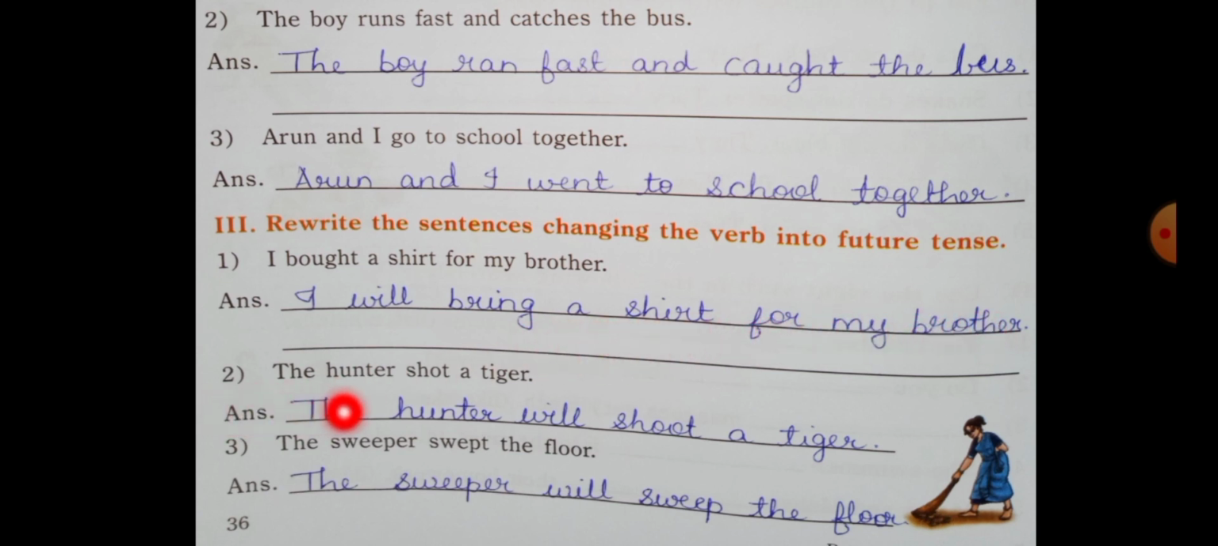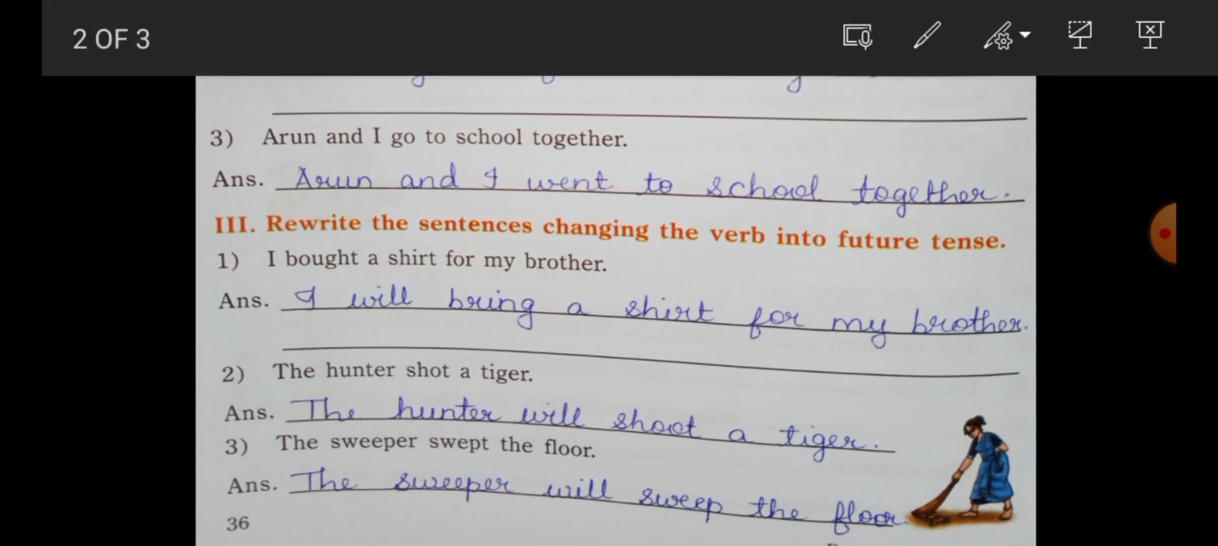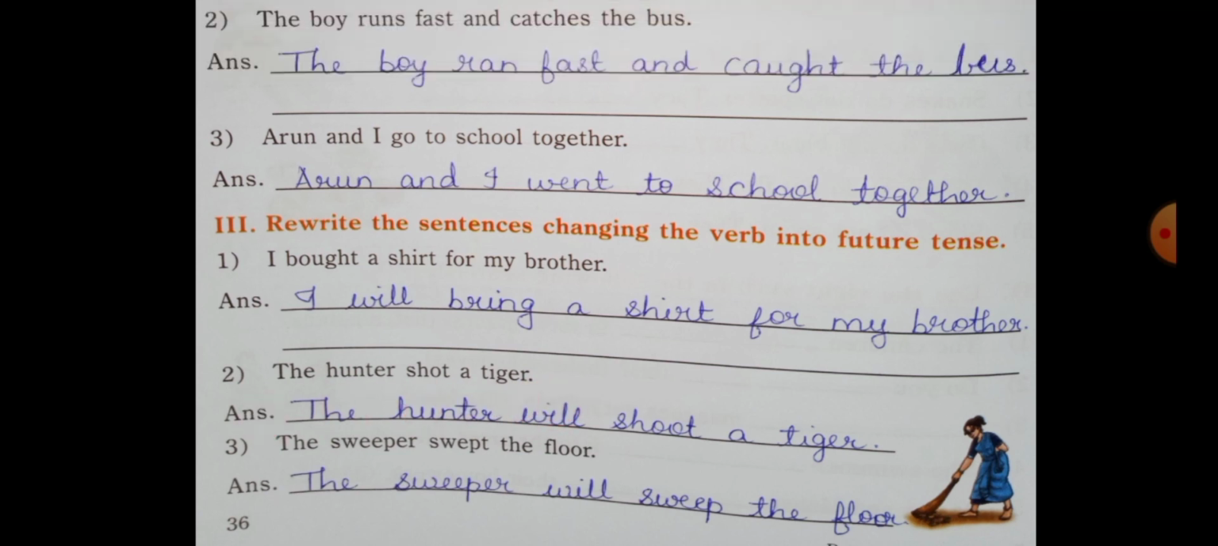Second, the hunter shot a tiger. Answer, the hunter will shoot a tiger. Shot will become shoot. Third, the sweeper swept the floor. Answer, the sweeper will sweep the floor.